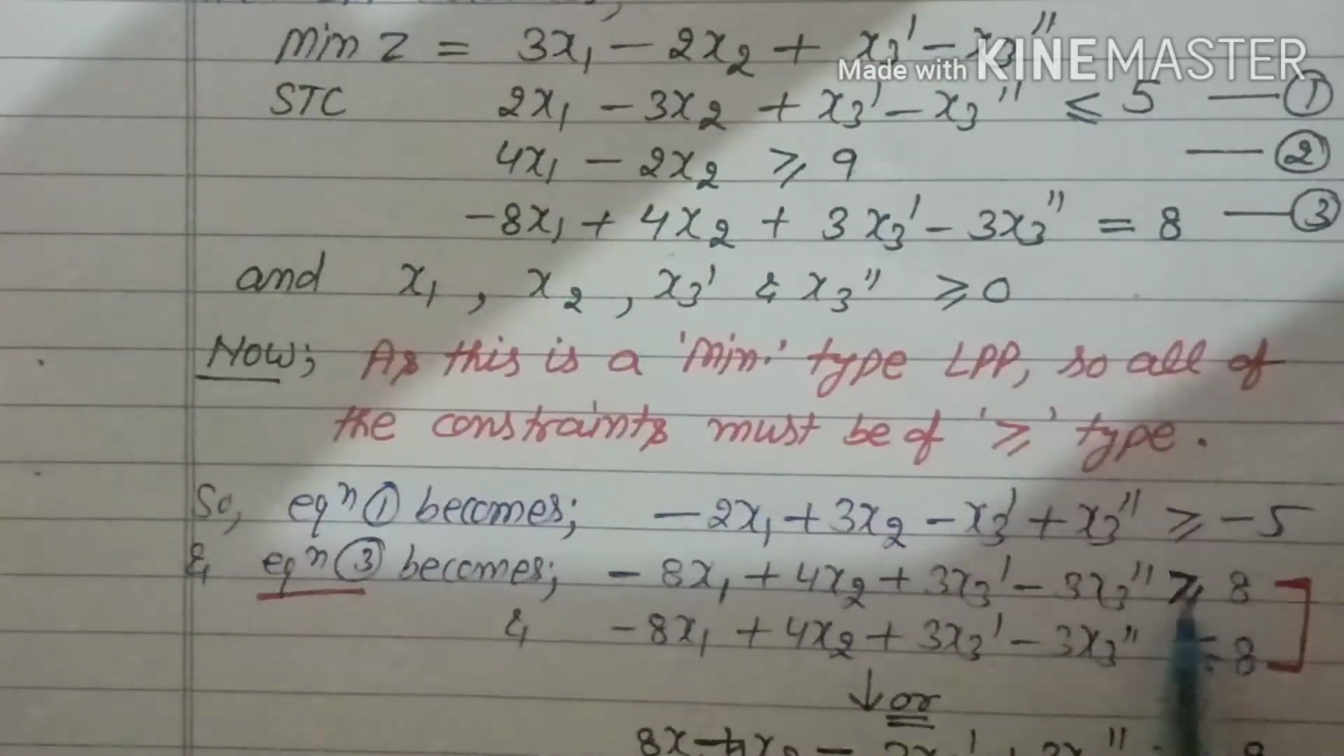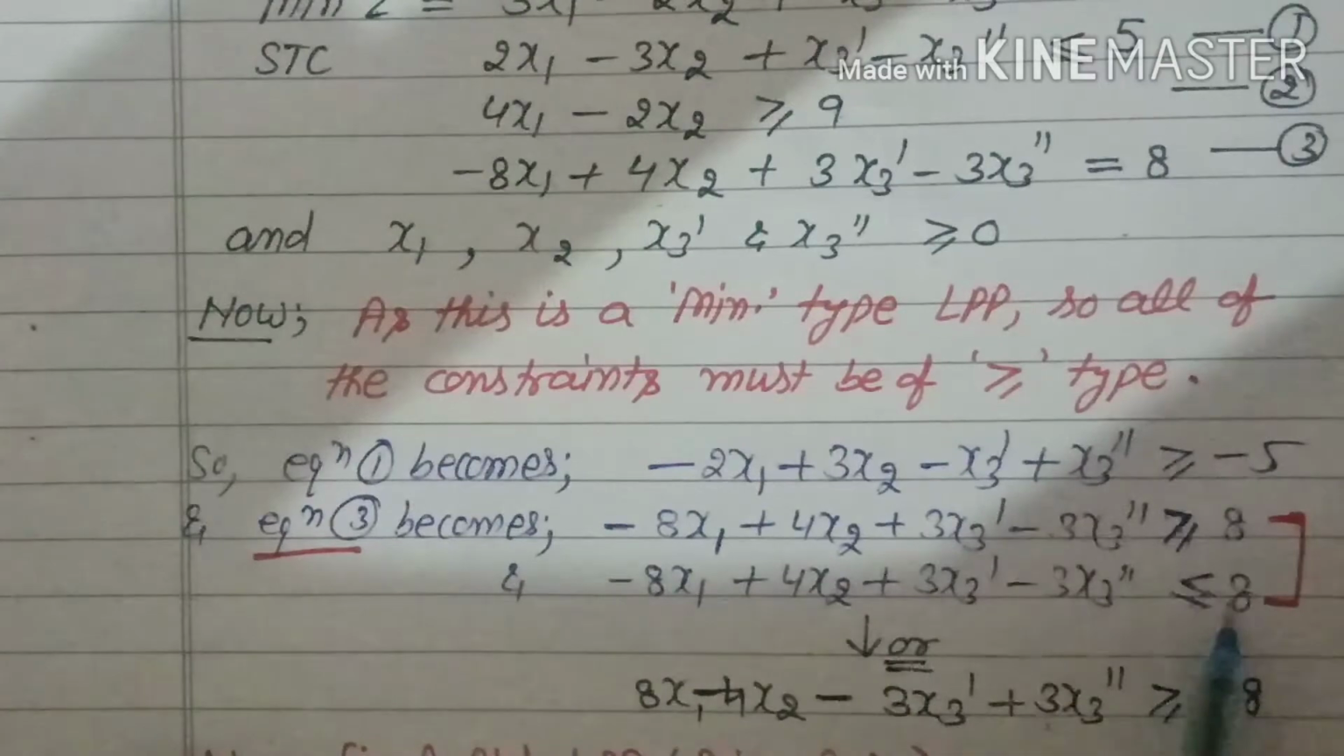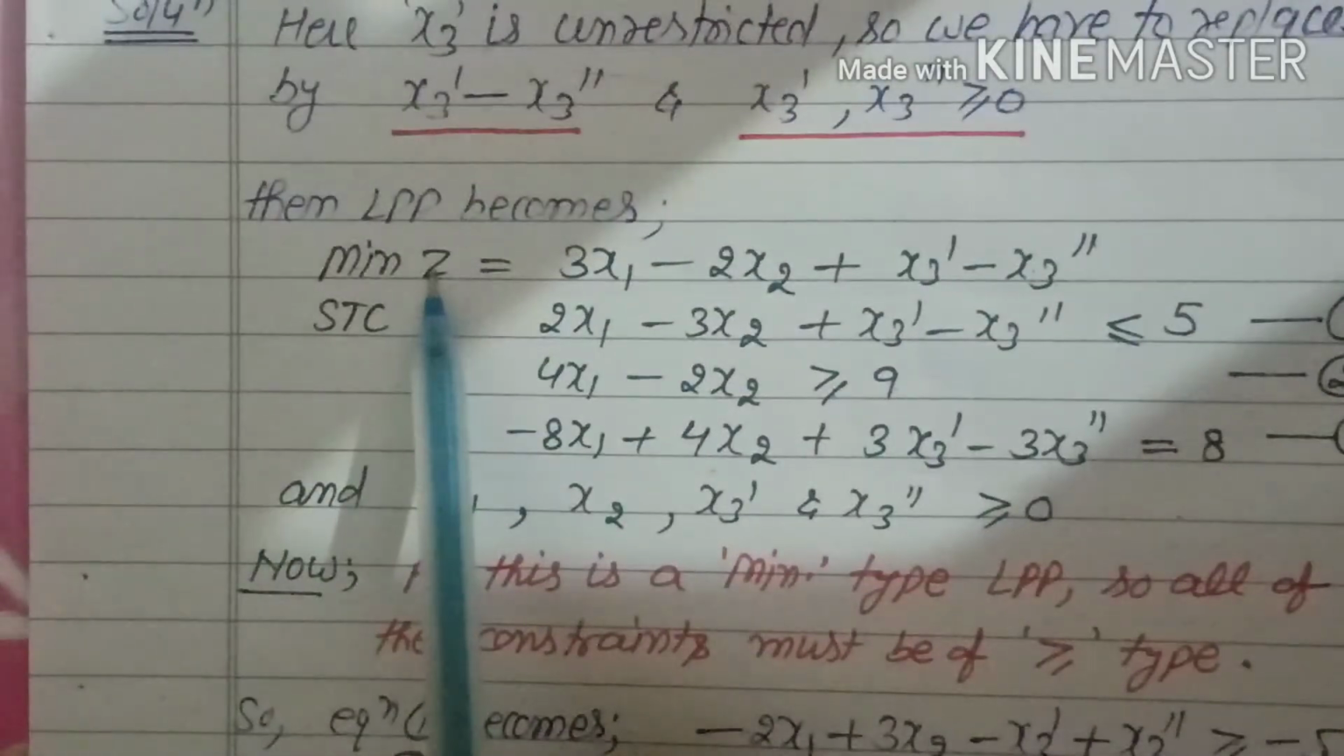One form has a greater than or equal to symbol, and the other equation has a less than or equal to symbol. This equation is as per the requirement of the objective function, but this equation is not. To make this symbol greater than or equal to, we have to multiply this equation by minus 1. If you multiply this equation by minus 1, the new equation will be this one, and now this symbol has been converted to this symbol. So now all these constraints are as per the requirement of a minimization type objective function.